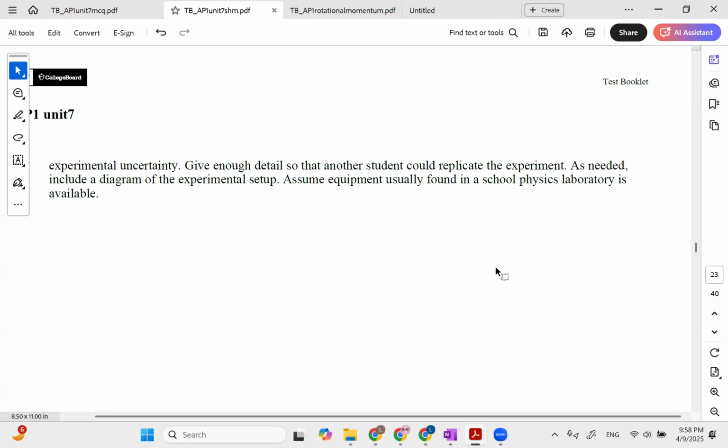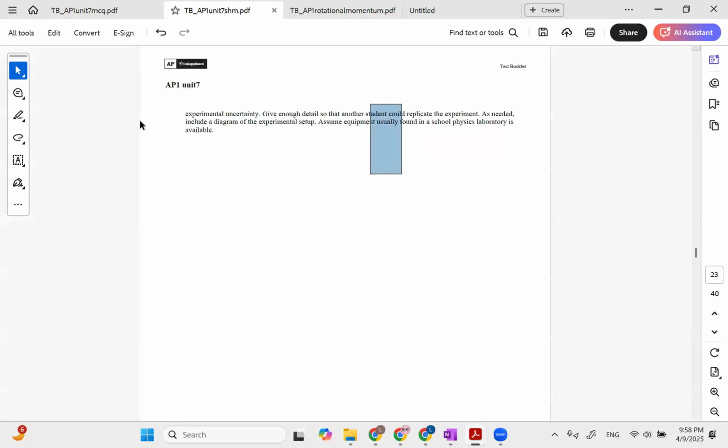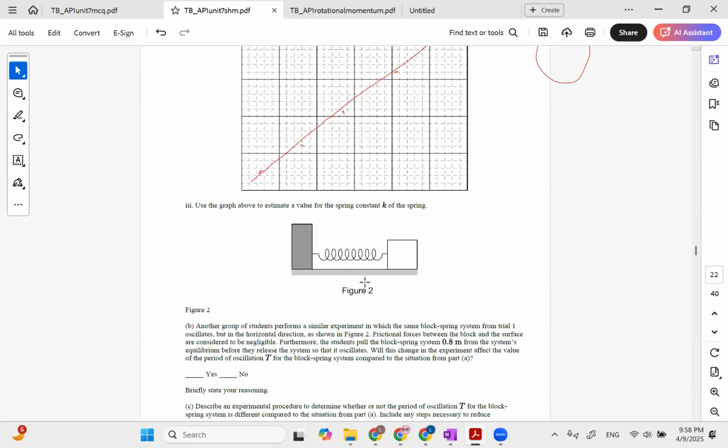Oh, did you give enough detail? So you use a meter stick to measure the original length of the spring, right? This is the horizontal one, right? And then stretch the spring point a meter from equilibrium, right? And then release the system from rest, right?